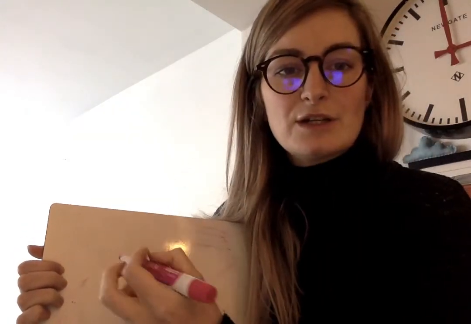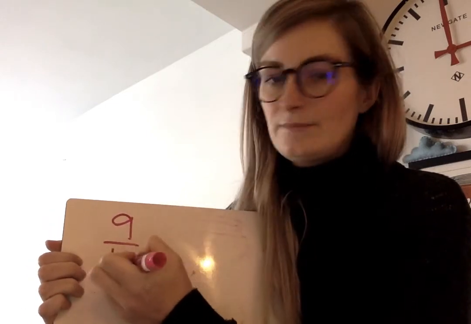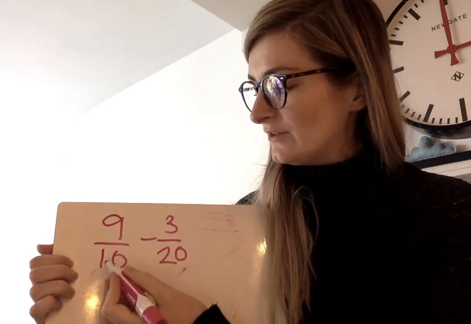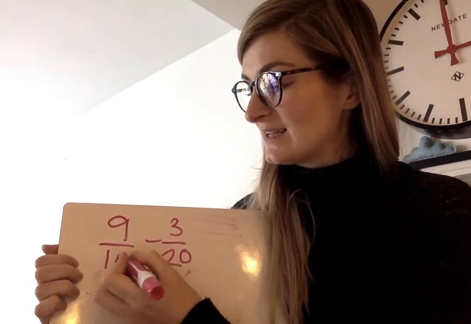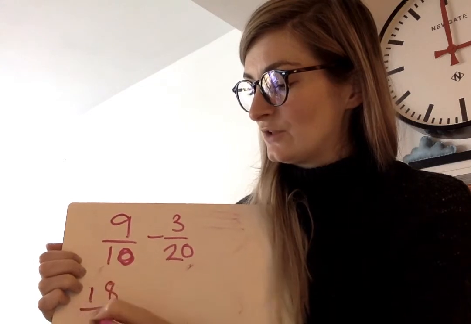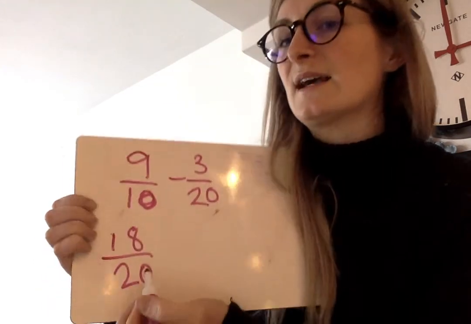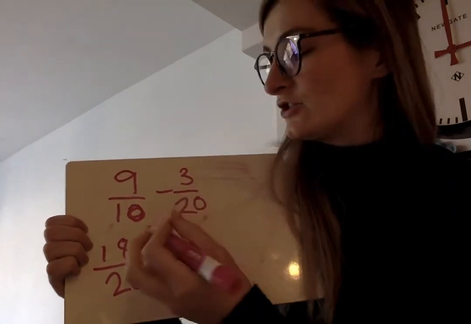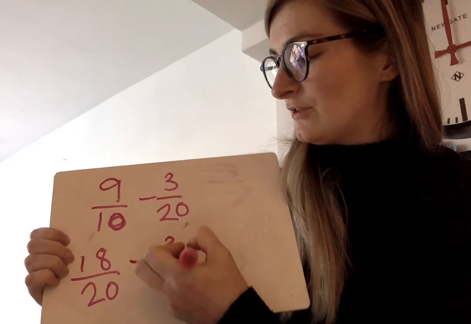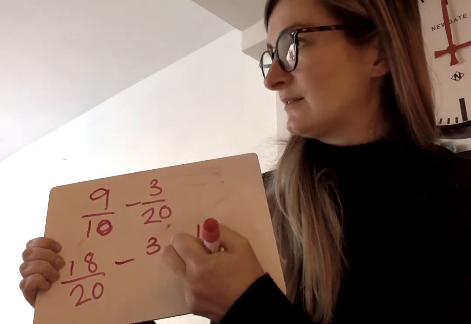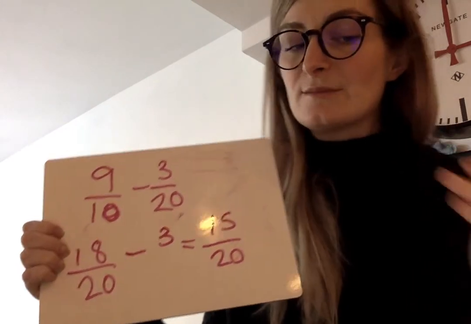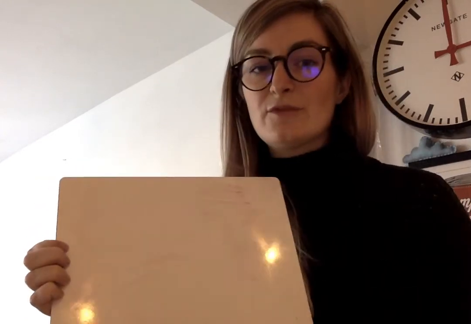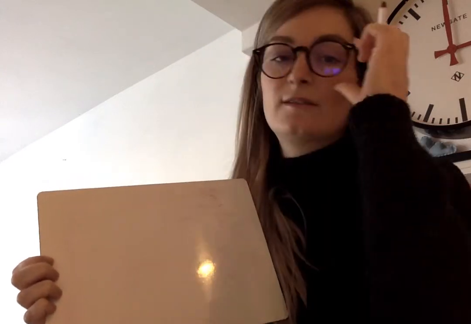Keep forgetting where I'm up to. 9/10 subtract 3/20, sorry. I'm going to convert this into 20ths. I know that 9/10 is the same as 18/20. You could start practicing this, guys. What do you know this is the same as without doing any working out, knowing your multiplication? 18 subtract 3 equals 15/20. Can you simplify? What can you simplify it to? Can you simplify it further? Sometimes you can simplify more than once. Keep going until you can't simplify anymore.